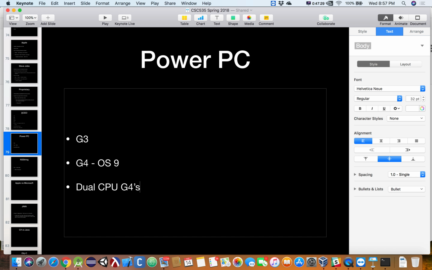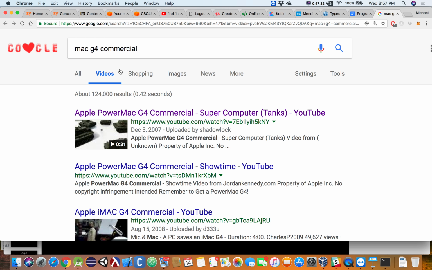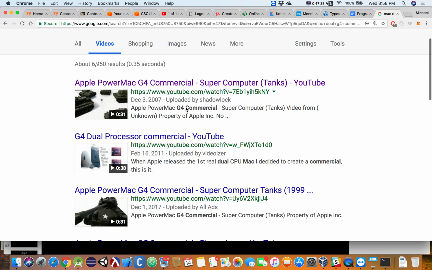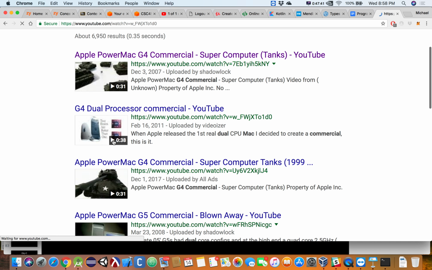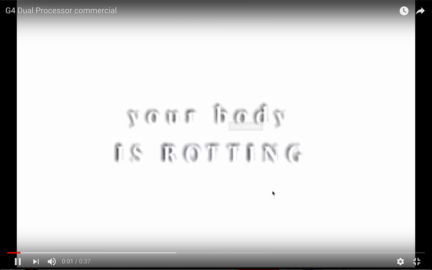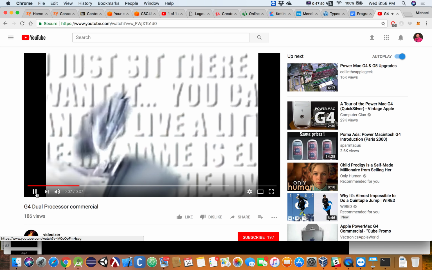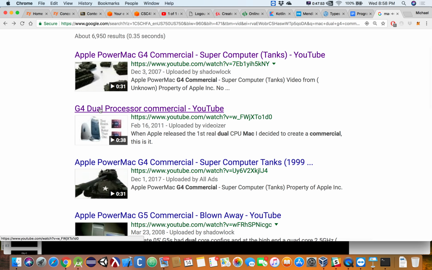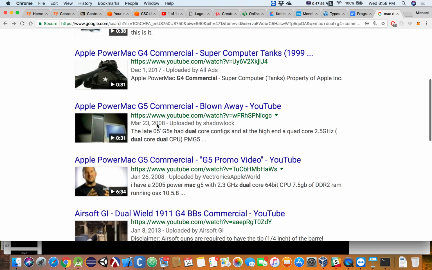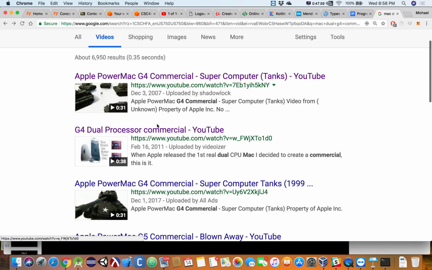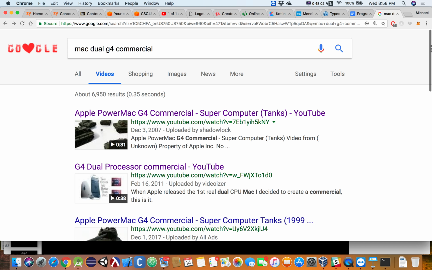So they came out with the dual CPU G4. And let's see if we can find the Mac dual G4 commercial. Well, in any case, the whole commercial was about two heads is better than one, 2 brains is better than one, because now you have 2 processors, 2 supercomputers inside of 1 computer.